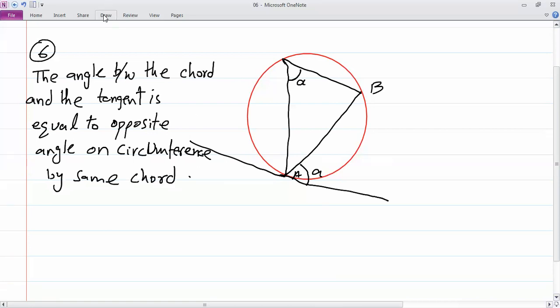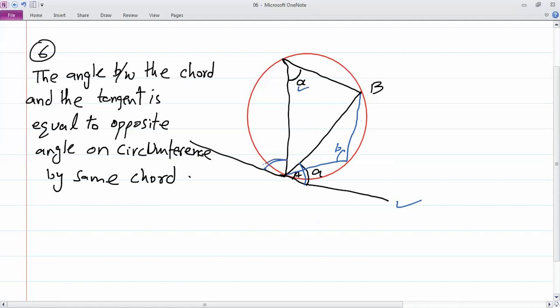For example, the same chord can make an angle here as well, like this angle. If this is B, then A and B will not be equal. Why? Because the theorem says that this is the chord and this is the tangent. The angle between chord and tangent is equal to the angle by the same chord in the opposite side. So this one and this one will be equal.